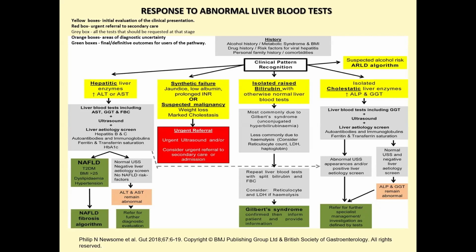Still we don't know. AST, ALT remain abnormal. ALP, GGT remain abnormal. So we don't know why they're abnormal. Uncertainty is there. It looks fine, but there's some problem. Ultrasound is fine, everything is fine, but there's some problem. Okay. Green boxes: the final definitive outcome for users of the pathway.